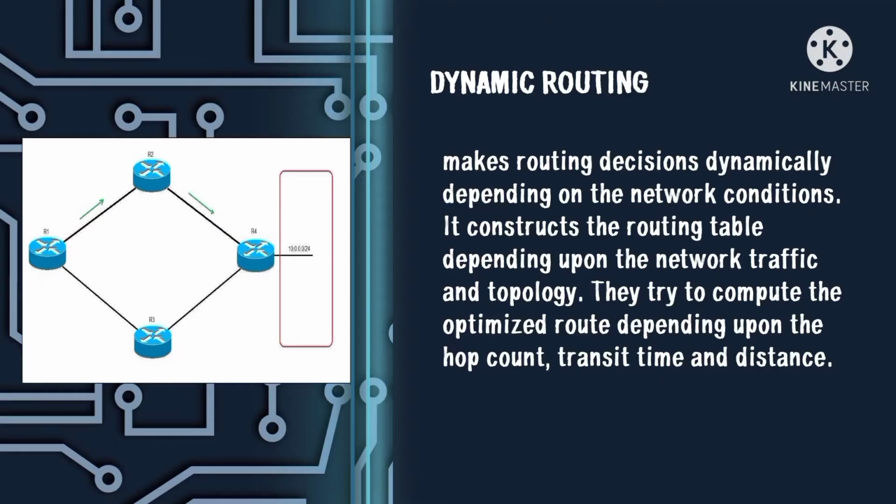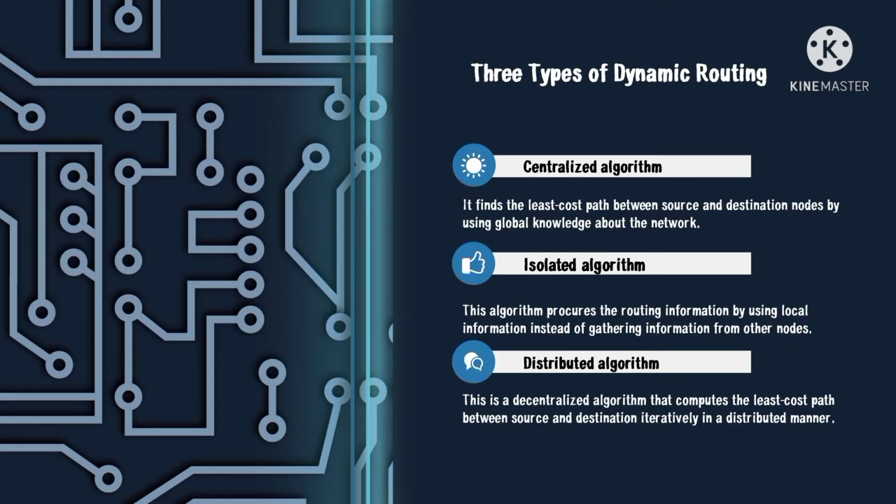Dynamic routing. When we say dynamic routing, it makes routing decisions dynamically depending on the network conditions. It constructs the routing tables depending upon the network traffic and topology. They try to compute the optimized route depending upon the hop count, transit time, and the distance. There are three types of dynamic routing.